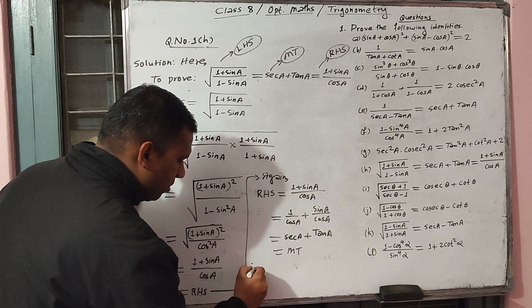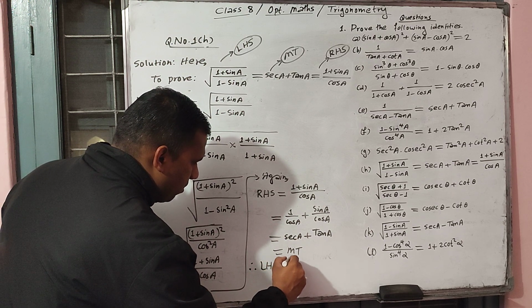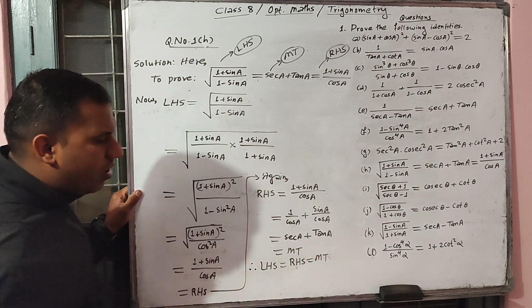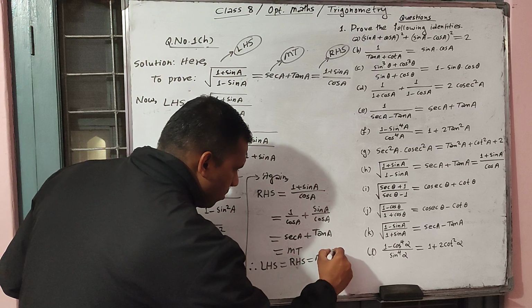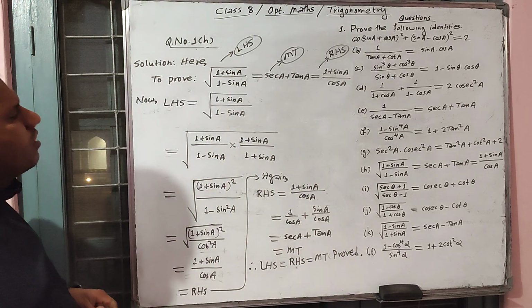Therefore, LHS equals RHS equals the middle term. All three are equal. So, it is proved.